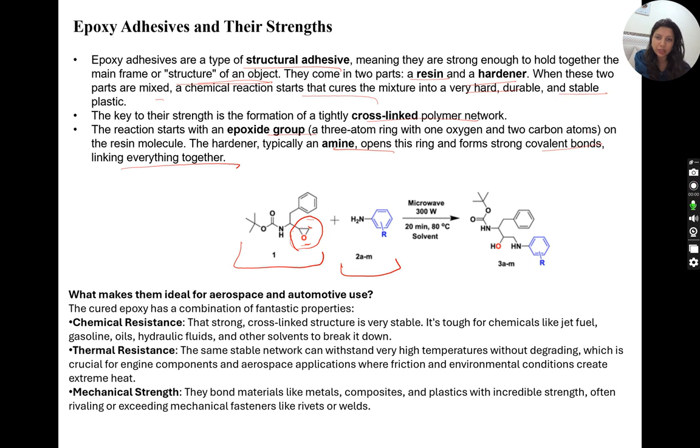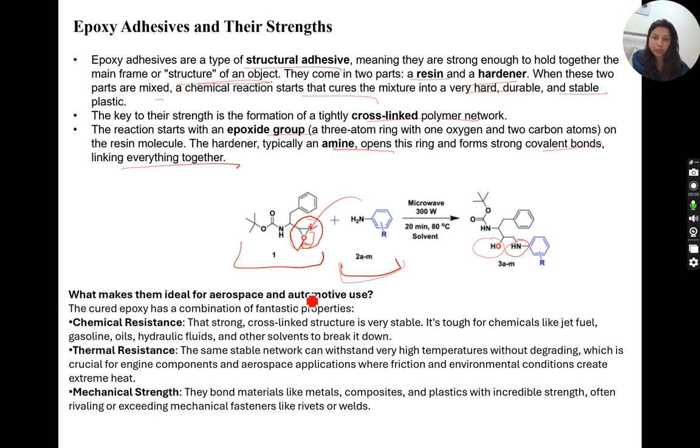So if you look at the reaction, what happens here is that the N reacts at this center while the ring opens. That's why these OH and NH functional groups are formed after the reaction happens. And when you mix this resin and hardener together, the epoxy adhesive will form.